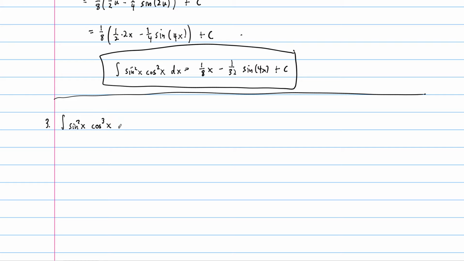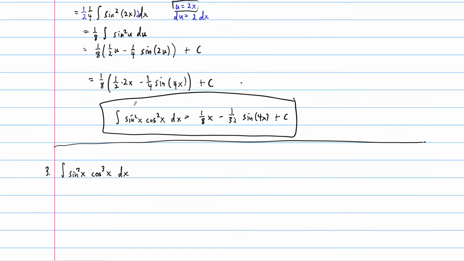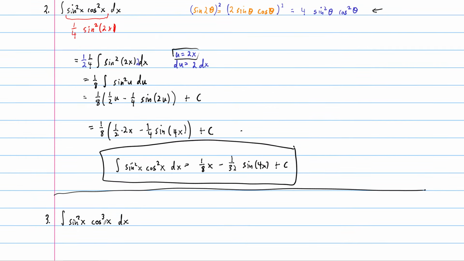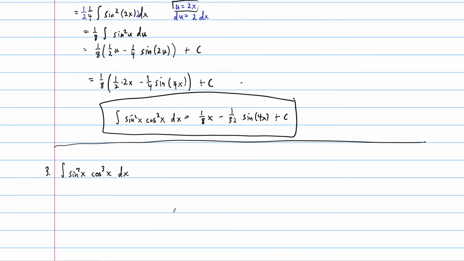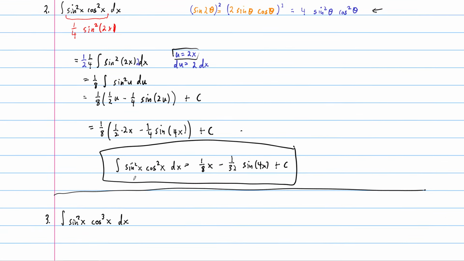cosine cubed x dx. So notice up here, this is a cosine squared, right? And this is a cosine cubed. And what you might be thinking is, well, if we continue this train of thought where we use the previous one to solve the next one, then we would have to write this as the integral of sine squared x, cosine squared x, cosine x dx. And at this point, we have a product, right?